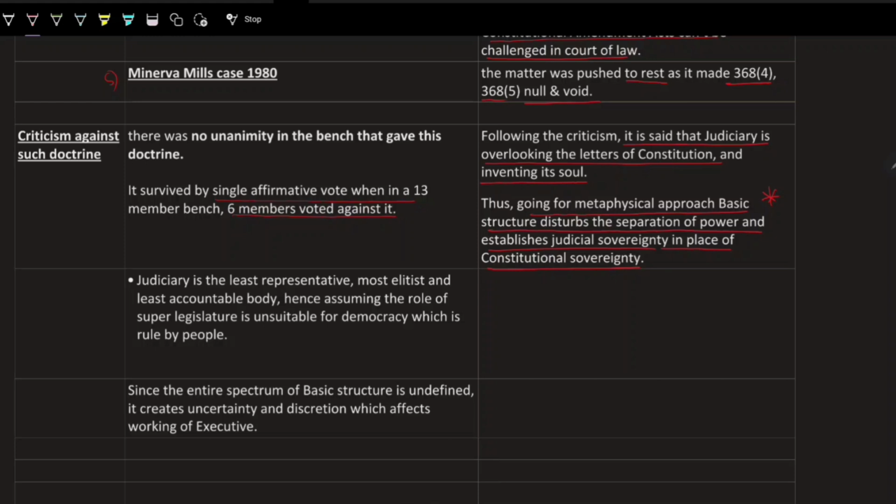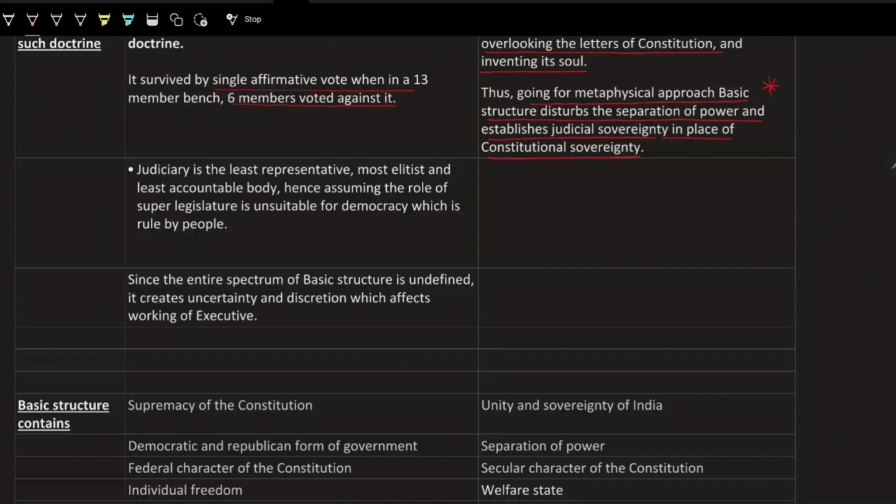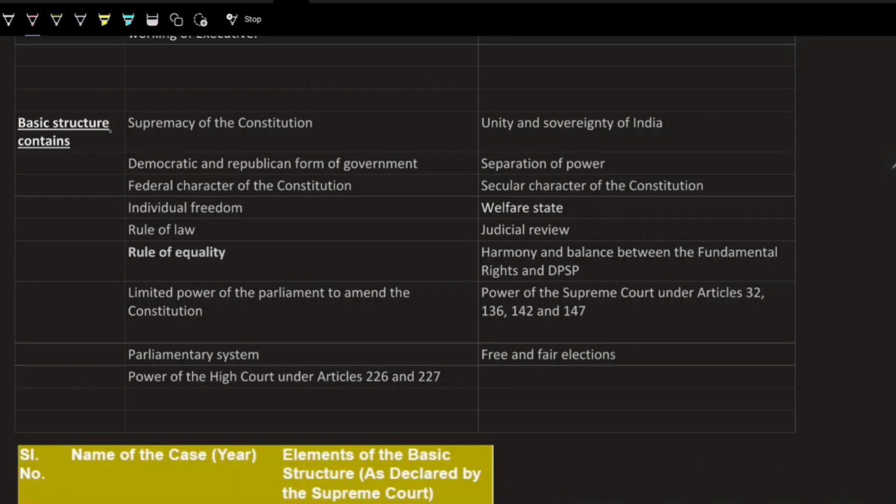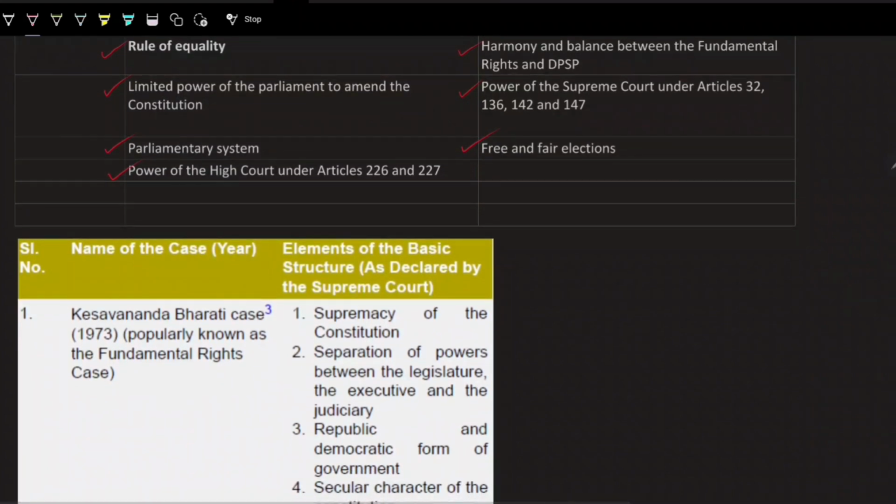Since the entire spectrum of basic structure is undefined, it creates uncertainty and discretion which affects the working of the executive. Basic structure contains supremacy of the Constitution, unity and sovereignty of India, democratic and republican form of government, separation of power, federal character of the Constitution, secular character of the Constitution, individual freedom, welfare state, rule of law, judicial review, rule of equality, harmony and balance between fundamental rights and DPSP, limited power of Parliament to amend the Constitution, power of the Supreme Court under Articles 32, 136, 142 and 147, parliamentary system, free and fair elections, power of the High Court under Articles 226 and 227.